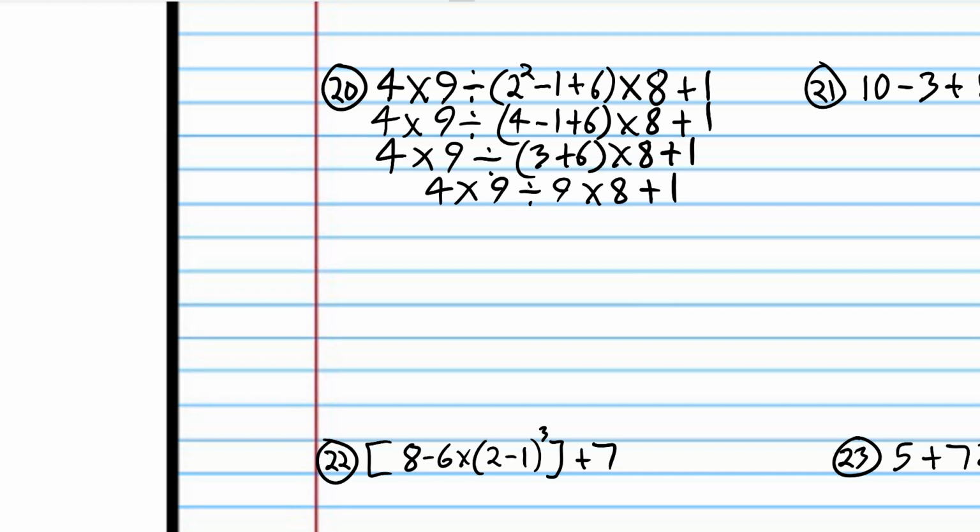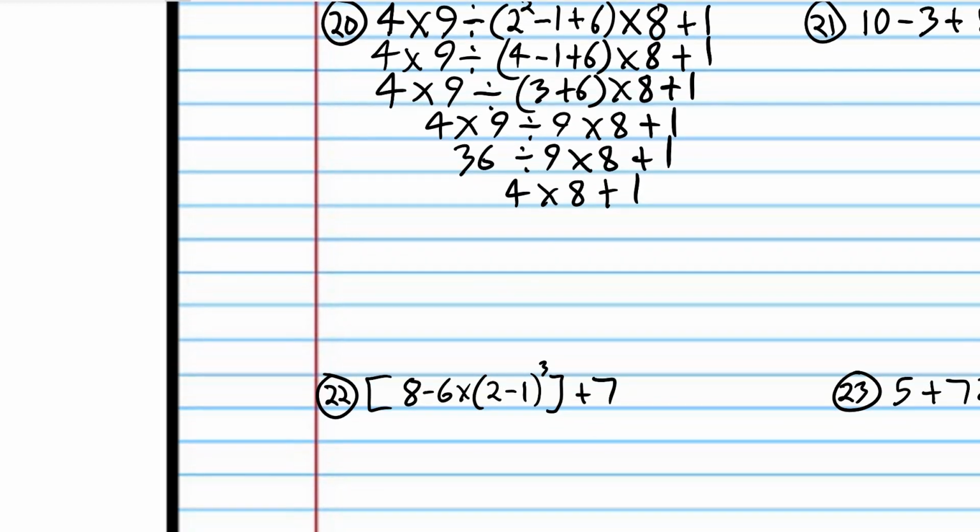But now look what we have. We have 2 multiplication signs and a division sign. So we have a lot of multiplication and division together. So what do we do here? Well, we have to move left to right. 4 times 9 is 36. 36 divided by 9 is 4. And now we're done with all that division and multiplication. Again, we did this operation first, then this operation, then the last operation, moving left to right.